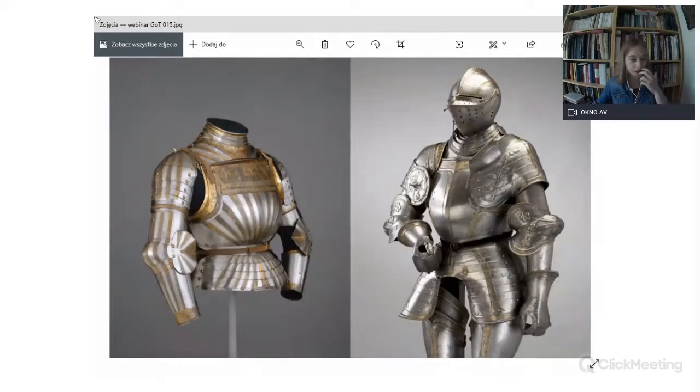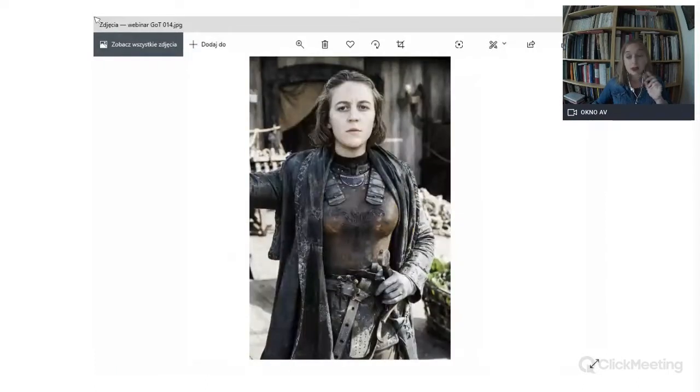Moreover, there is one more argument against this kind of feminine armor. If she was, for example, attacked by a knight who wanted to kill her with a very heavy sword, that could potentially cause some kind of damage of her breastplate.